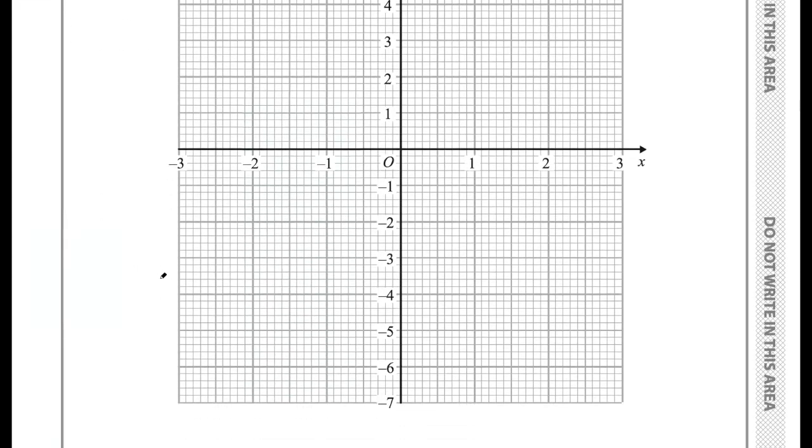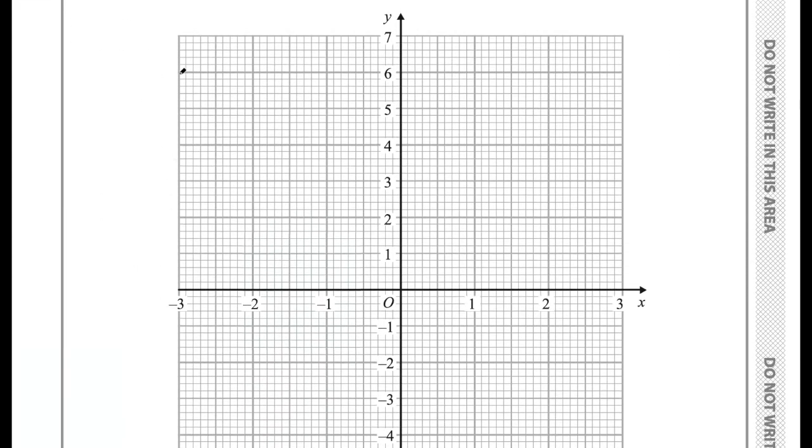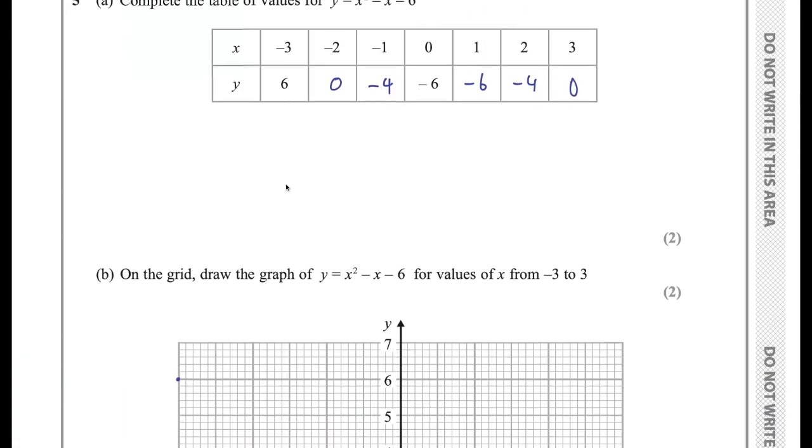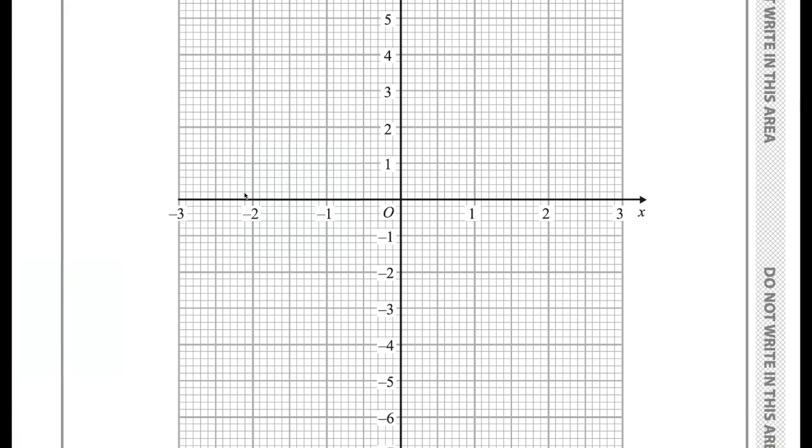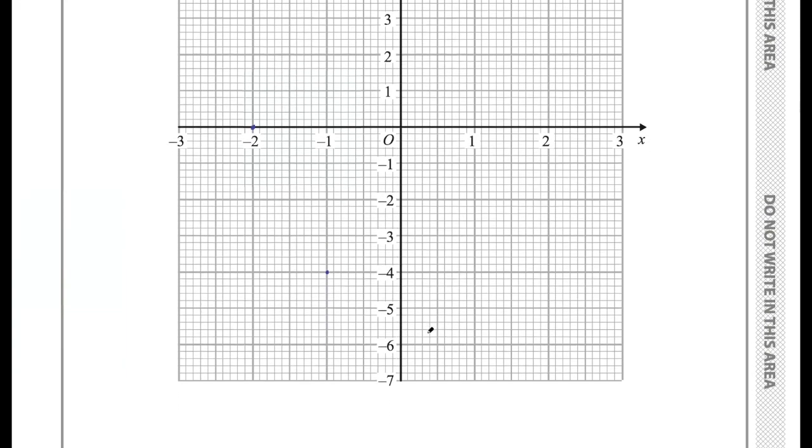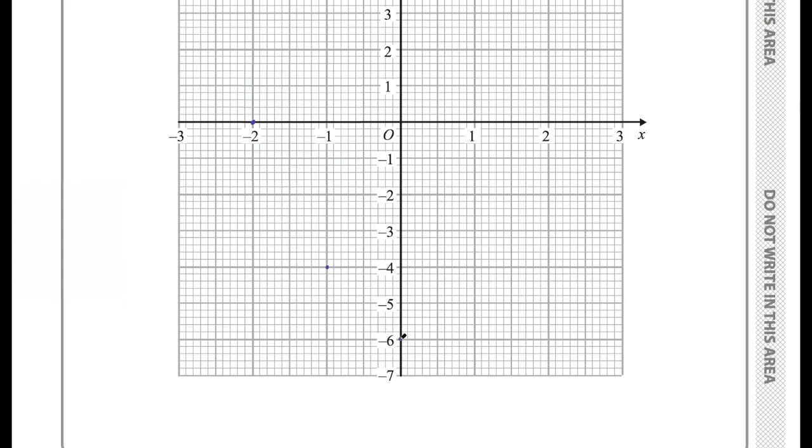Let's go down to the graph. We have -3 on the x-axis and was it +6 on the y-axis. So that point is going to be here. Then we had -2, 0. So -2 on the x-axis, 0 on the y-axis. Then we had -1, -4, which is down here. Then we had 0, -6, 0 on the x-axis, -6 on the y-axis. Then we had 1, -6, and then we had 2, -4, and the final point, 3, 0.